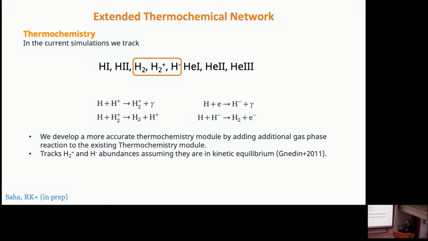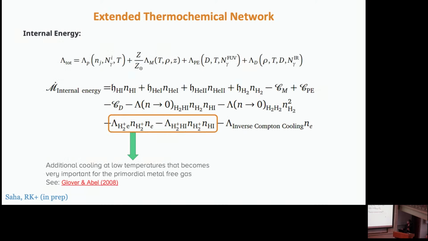Okay. So this is the extended thermochemical network which will be useful for these low metallicity environments. In addition to that, these additional ionic species like H2+ also allow you to cool to lower temperatures. So the collisions between H2 and electrons, H2+ and electrons, and H2+ and neutral hydrogen can also have additional cooling terms. Previously we only considered collisions between H2 and H1 and H2 and H2, but if you can follow these additional ionic species, you can also follow how much these ionic species cool.